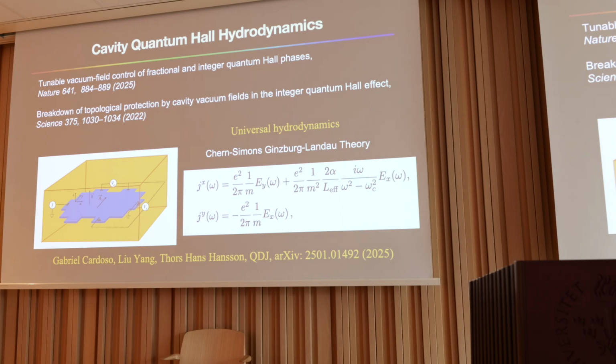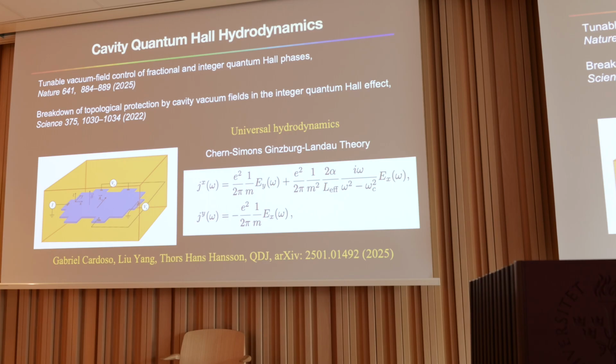For instance, the first paper just appeared several days ago. They found that cavity quantum fluctuations can change the Hall conductance. We know that quantum Hall conductance is very robust, right? So that's beyond our expectation. Why should such a strong topological phenomenon be modified by quantum fluctuations? In this work, collaborating with Hans Hansen, we have a theory to explain this phenomenon.